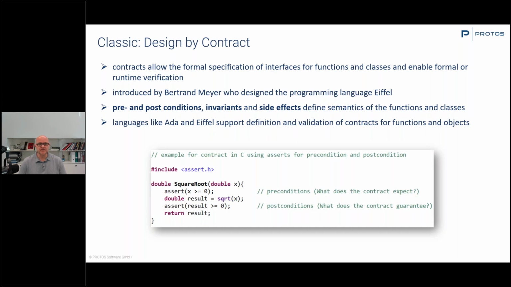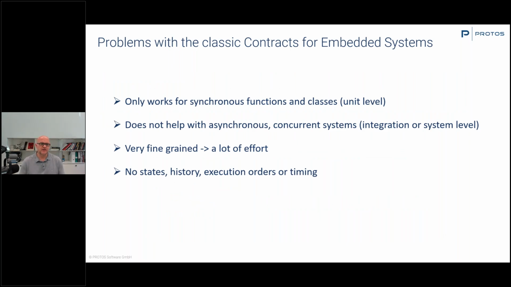The problem with bigger systems is that you cannot make a bigger functionality safe by creating contracts for every little functionality. So in a bigger context, that usually is too fine-grained. The problem with the classic contracts for embedded systems is it only works for functions and classes on unit level. It does not help with asynchronous concurrent systems, integration, system level tests, and so on. That's a real problem. It's very fine-grained.